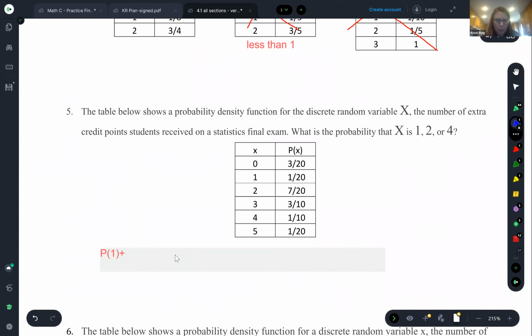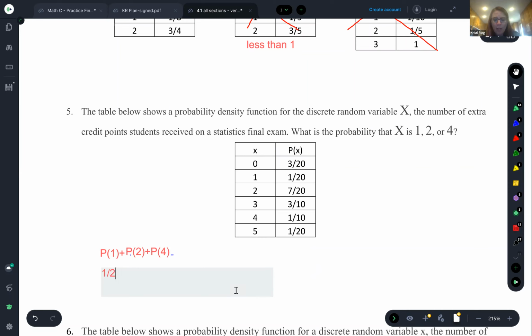And so what we're going to do is we're going to add the probability of 1 plus the probability of, where'd it go? Oh goodness, I stopped typing for some reason. Probability of 1 plus the probability of 2 plus the probability of 4. Okay, so we're going to add those 3 fractions up. Again, I'm going to write terrible fractions because I'm typing them instead of writing them out.